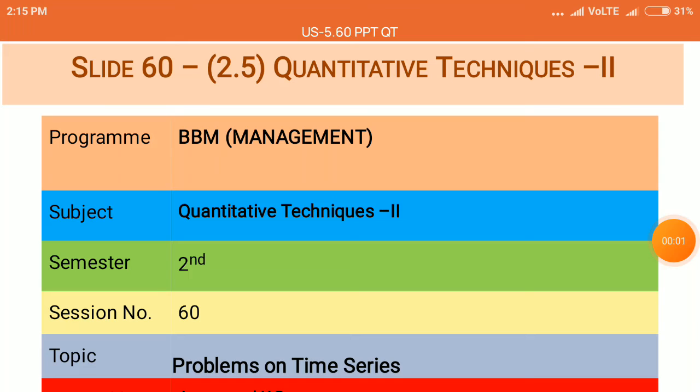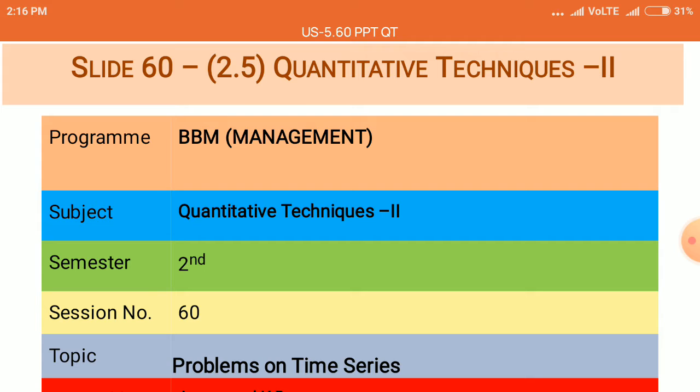Today we shall discuss the measurement of secular trend. Before that, let us recall once again the meaning of time series. A time series is an arrangement of statistical data in accordance with time of occurrence, or in chronological order. The numerical data which we get at different points of time, the set of observations, is known as a time series.